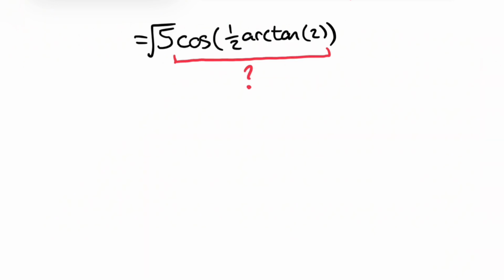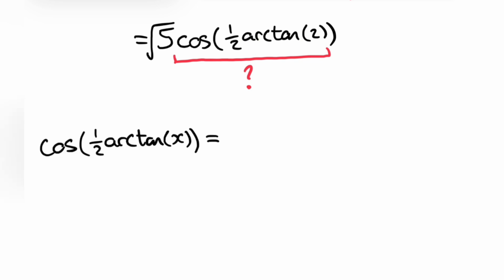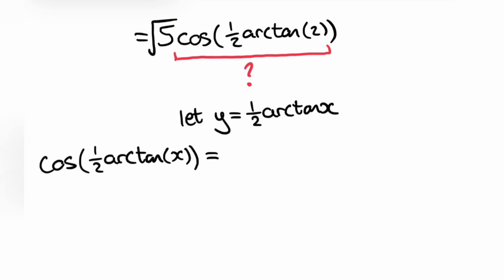Now, what on earth does this evaluate to, and how do we even evaluate it? Well, the first thing might be to consider this cos of a half arctan of 2, right? That's the bit that's tripping us up. Now, that is going to be difficult. So instead, we could have a look at what cos of a half arctan of x simplifies to, and then just replace the x with a 2 when it comes to it. Now, the way you tackle this is you start by doing a substitution. We're going to let y equal the half arctan of x. So we've actually got cos of y here.